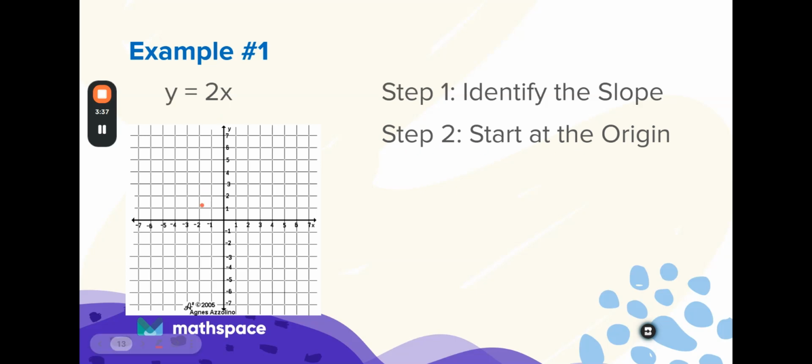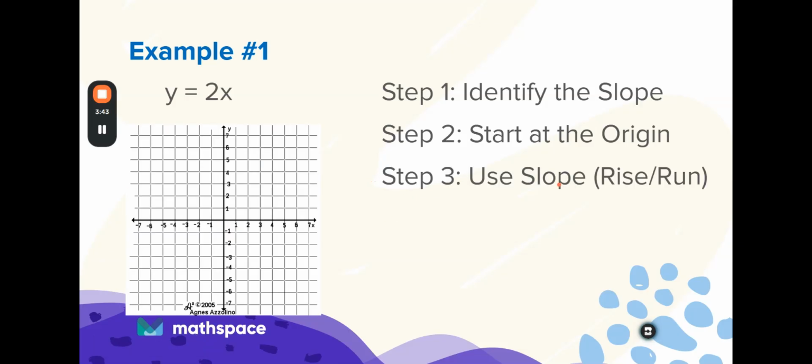Next says to start at the origin. So I'm going to plot my first point at the origin right here. Step 3, use slope, rise over run. So I've got my point plotted here, and my rise over run is what my slope is. My slope is 2, but it's really 2 over 1. Remember that the number on top was my rise, and the number underneath was the run. The rise tells me how far I'm going up or down. The run tells me how many spaces to the right I'm going to go.